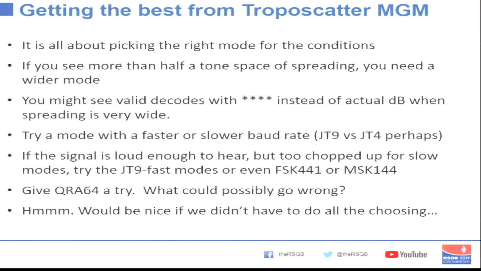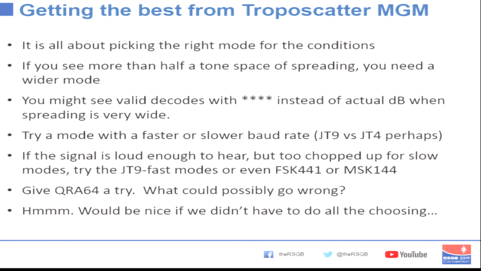So it's all about picking the right mode for the conditions. If you've got more than half a tone spacing of shift or spread during a transmission period, you need a wider mode. Sometimes you see all stars instead of the actual dB. That's when it's getting very close to the limit. If you start seeing that, spread out, use a wider tone. If you've run out of tones, we need to talk to Joe Taylor. If it's chopped up because of the random processes, try one of the JT9 fast modes.